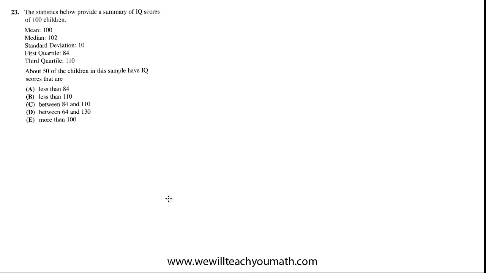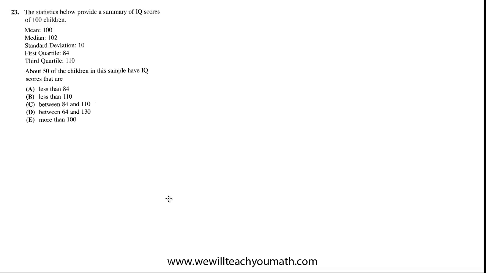23. The statistics below provide a summary of IQ scores of 100 children. Mean is 100, median is 102, standard deviation is 10. First quartile is 84, third quartile is 110. About 50 of the children in this sample have IQ scores that are which of those?